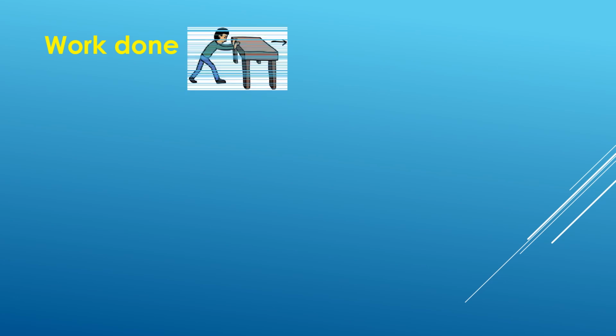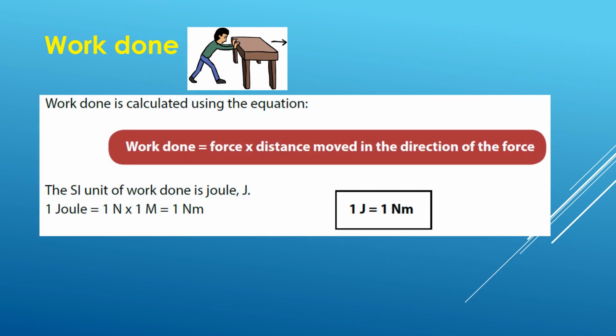So what is work done? As you can see in the picture, the person is pushing on the table. So the person is applying a force, and the table moves in the direction of the force. It moves through a certain distance. So if we take the force, we multiply it by the distance moved by the body in the direction of the force, we get the work done. The unit of work done is the same as energy. It is the joule.